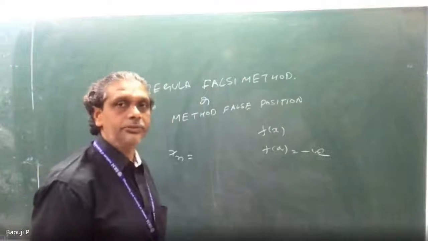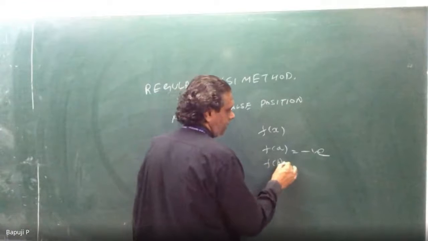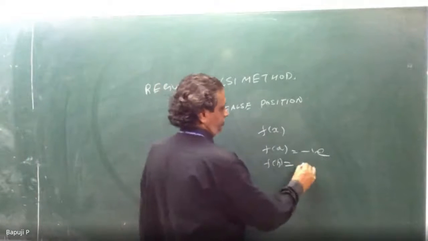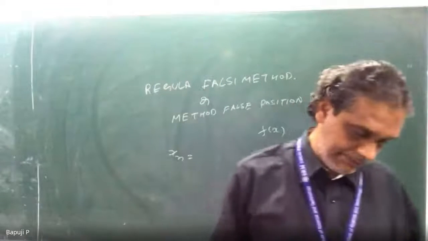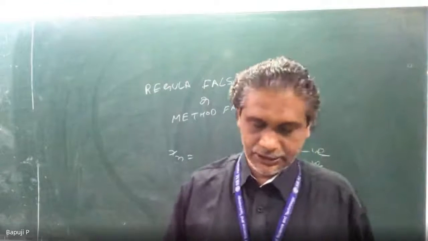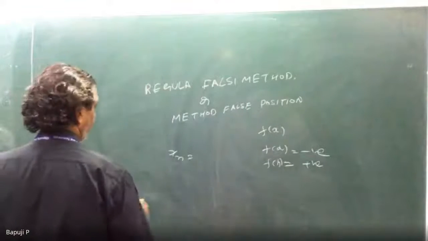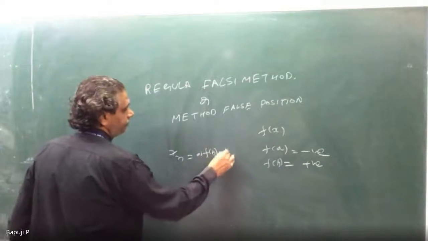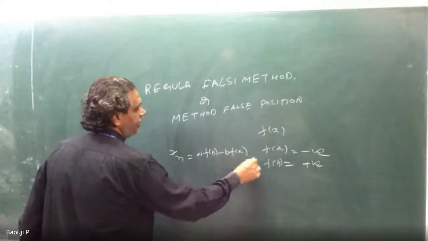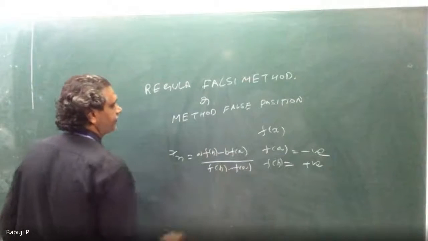I want to find the roots using regula falsi. Then f of b is positive. Then regula falsi says: a into f of b minus b into f of a, divided by f of b minus f of a.